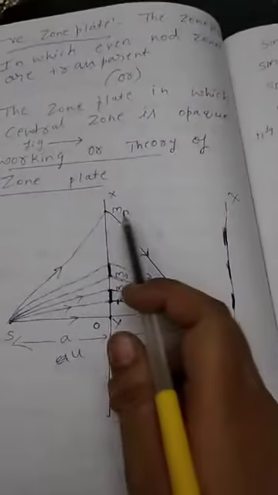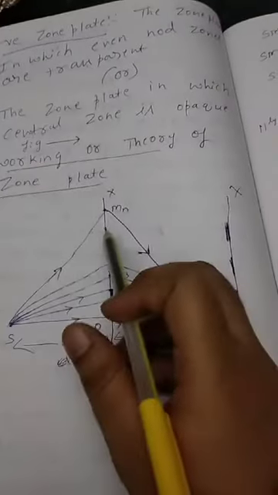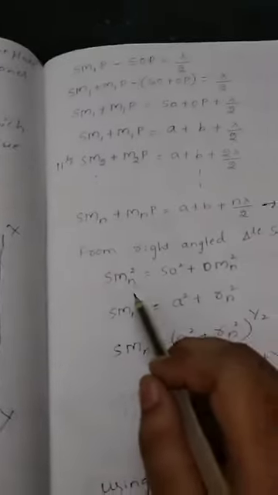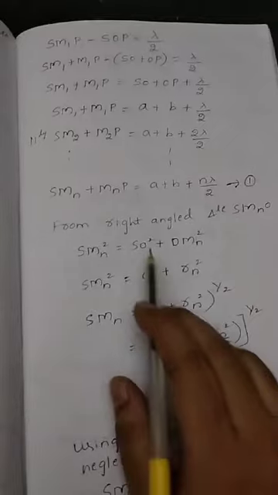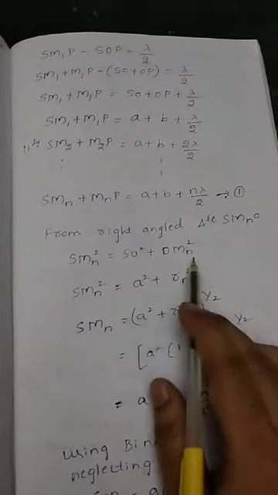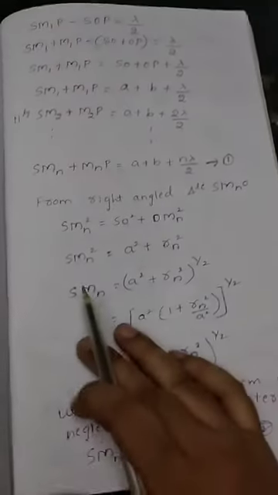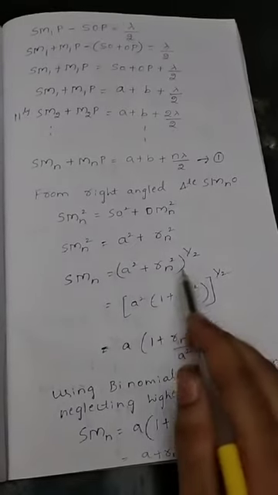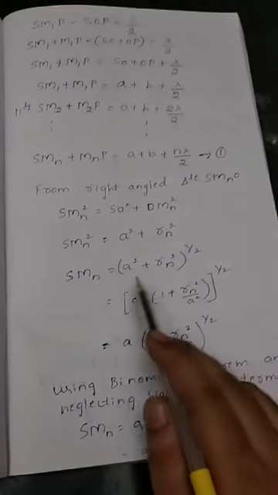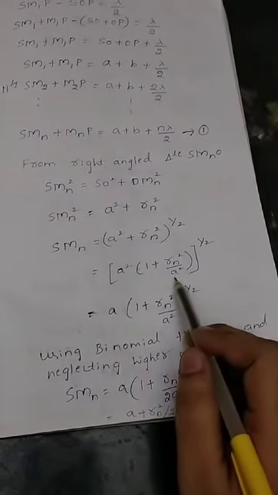Now, from this figure, SMnO will form a right angle triangle. So, from this right angle triangle, I can write SMn square is equal to SO square plus OMn square. You know that SO is nothing but A, and OMn is nothing but the radius of the nth zone, Rn. Then if you want SMn, I will take the square root on both sides: A square plus Rn square whole to the power of 1 by 2. I will take A square common inside this. So, I will get A times 1 plus Rn square by A square.